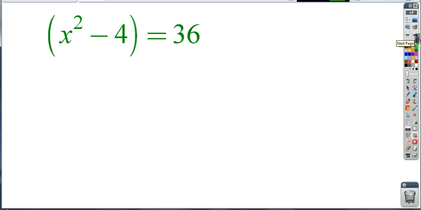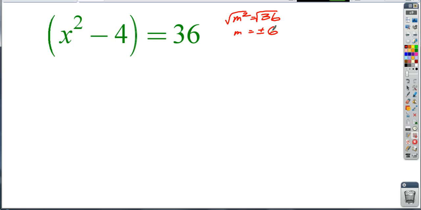Now, I'm going to show you two different ways of doing this, but let's pretend that this said m squared is equal to 36, right? And so the idea is, since this is a perfect square and I want to know what m is, I can take the square root and I would get m is equal to plus or minus 6, okay?